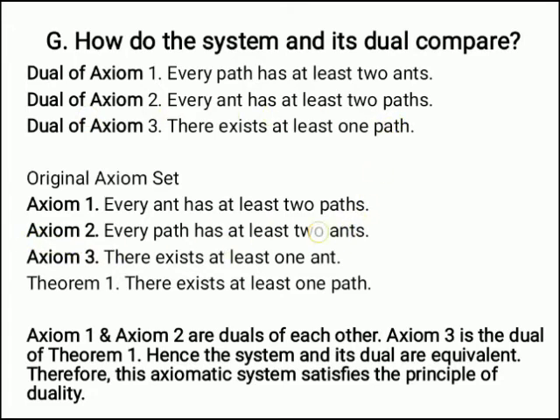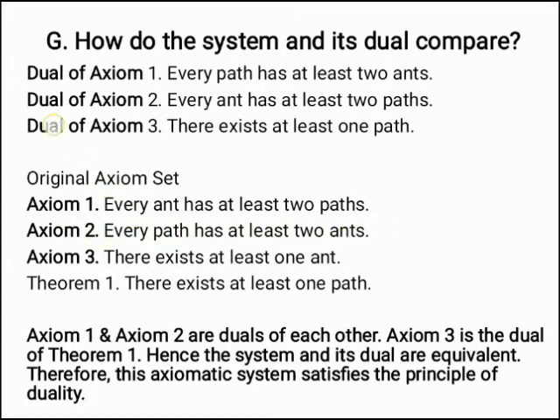Kasi kung papansinin nyo, tignan nyo, itong axiom 1, napunta siya dito sa dual of axiom 2. Basahin natin. So, every ant has at least 2 paths. Basahin naman natin yung dual of axiom 2. Every ant has at least 2 paths. Diba parehas? At ito namang axiom 2, parang napunta siya sa axiom 1. Kumbaga, kung babasahin natin, every path has at least 2 ants.